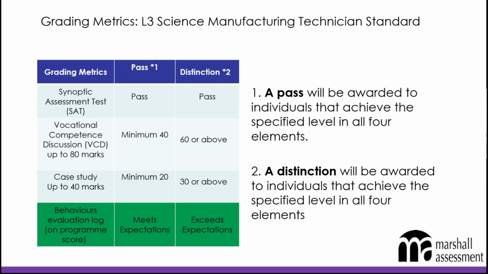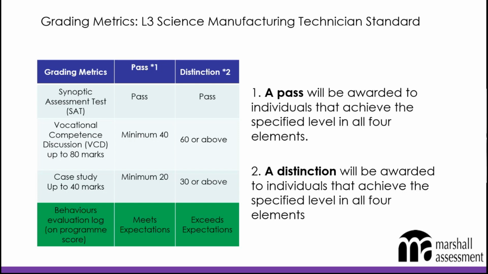So in order to get distinction, then you need to pass the observation, 60 or more in the vocational competence discussion, 30 or above in your case study, and get exceeds expectations in your behaviours. So if you have a mixture, you will only get a pass overall, even though some elements you will have been awarded distinction in. So the far right hand column is what gets you distinction. Middle column gets you a pass.